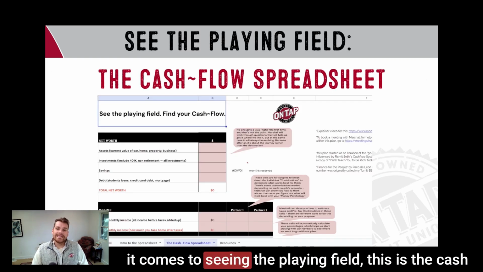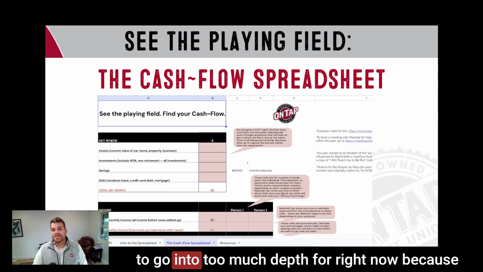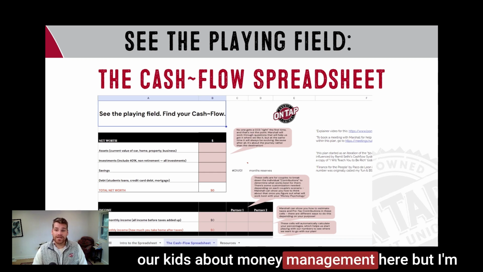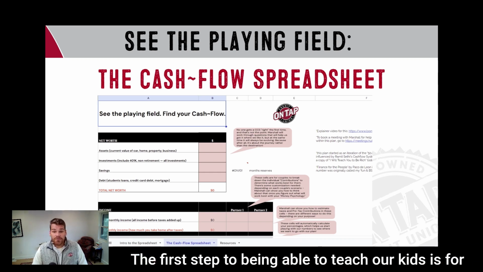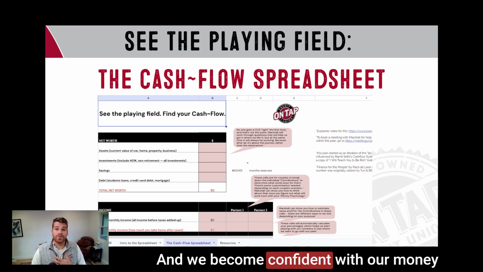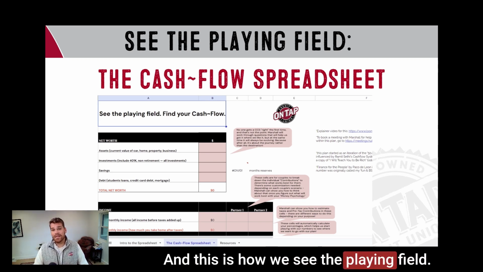Now, when it comes to seeing the playing field, this is the cash flow spreadsheet that I like to use. I'm not going to go into too much depth right now because we're really hoping to focus on teaching our kids about money management here. But the first step to being able to teach our kids is for us ourselves to become confident with money. And we become confident with our money by developing competence with our money. And this is how we see the playing field.